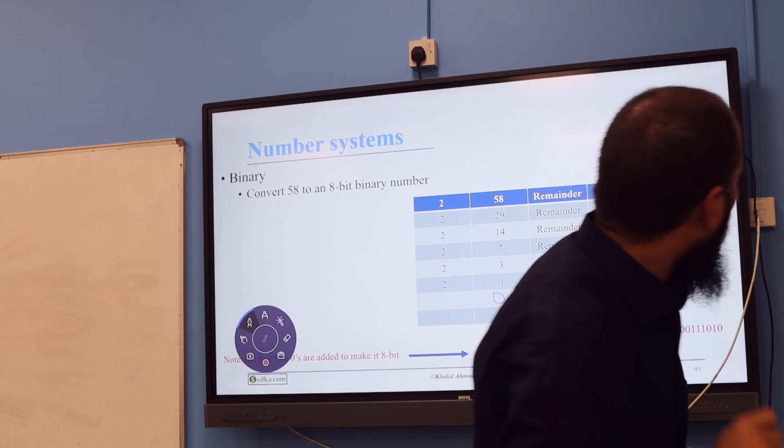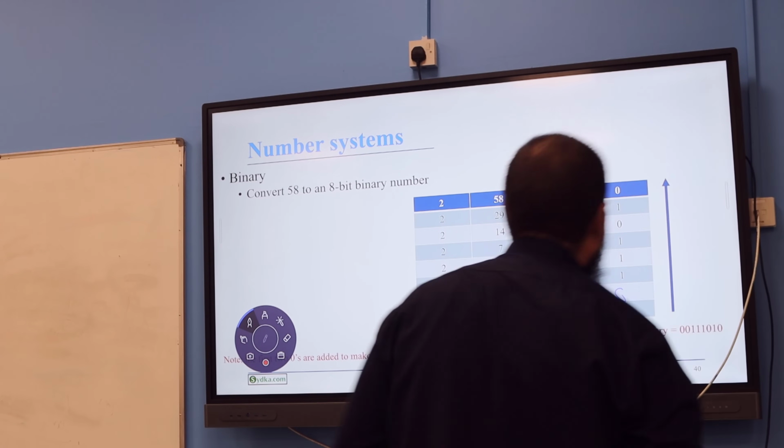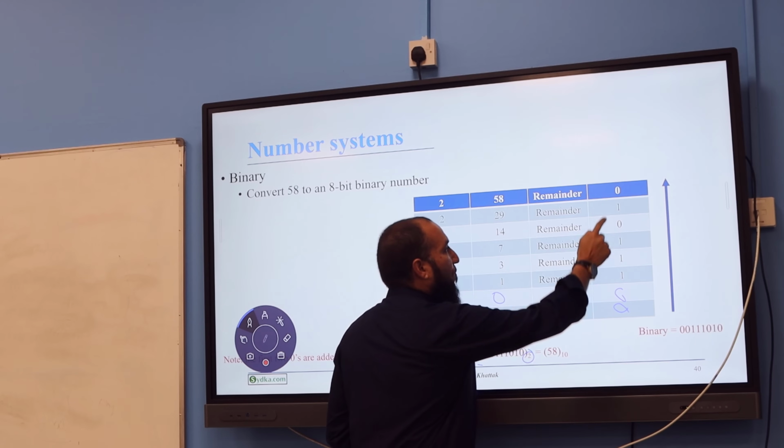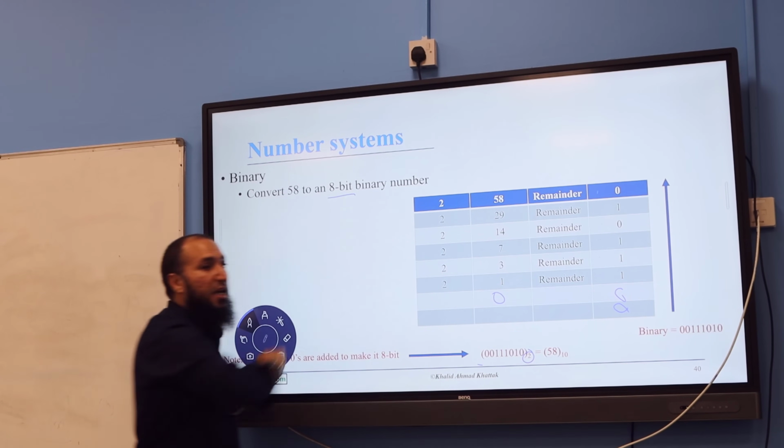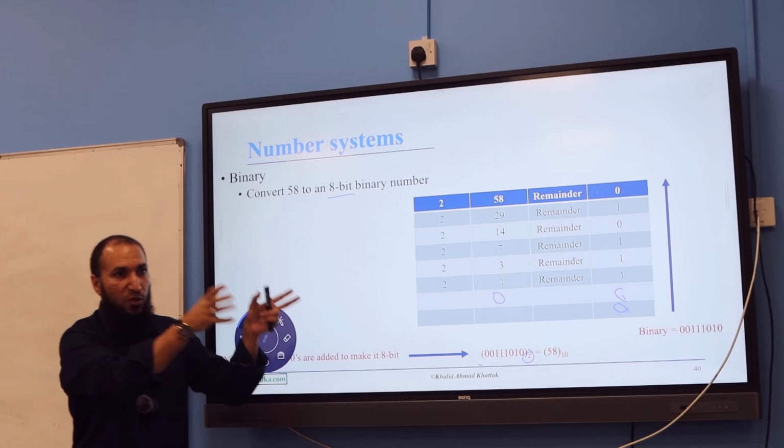How do I know when to add the last 2 zeros? Count them. 1, 2, 3, 4, 5, 6. And the question is asking for 8 bits. So it depends on the question.